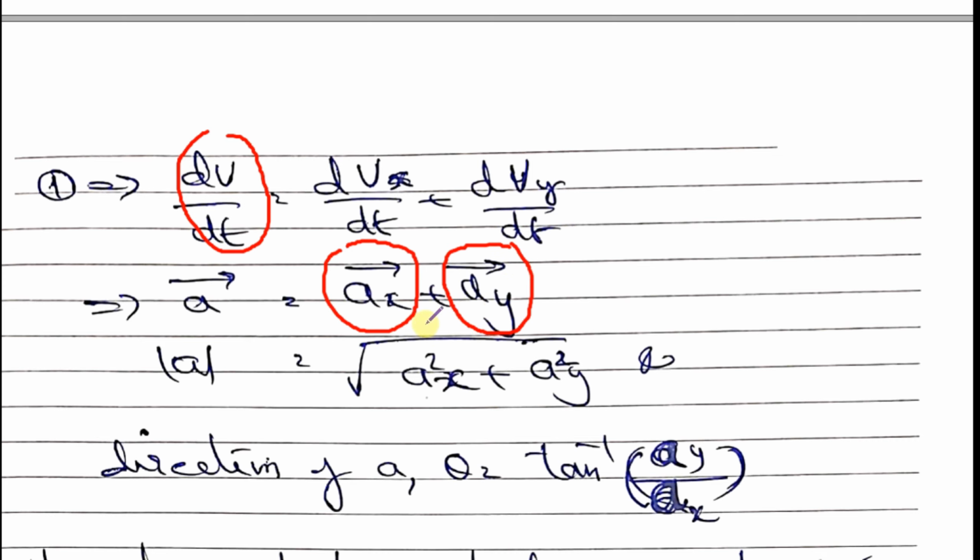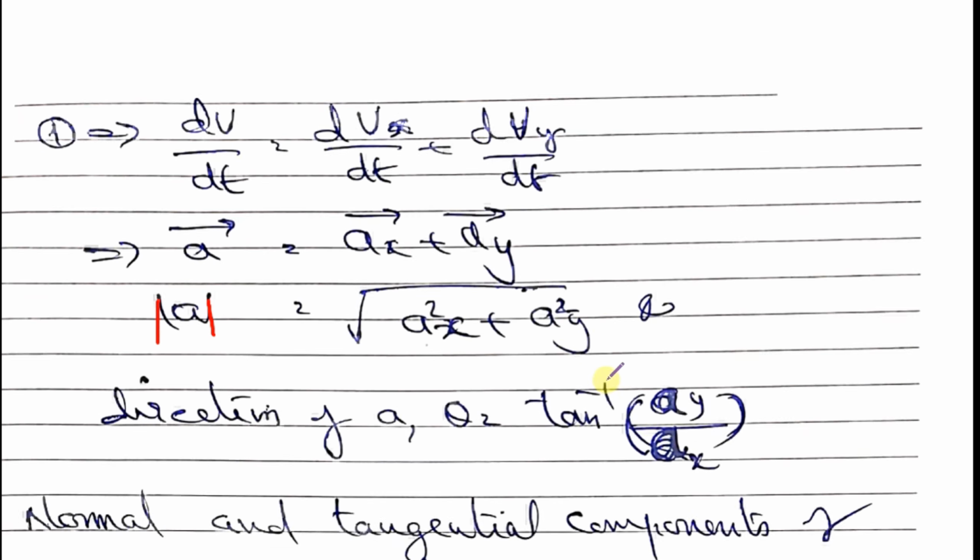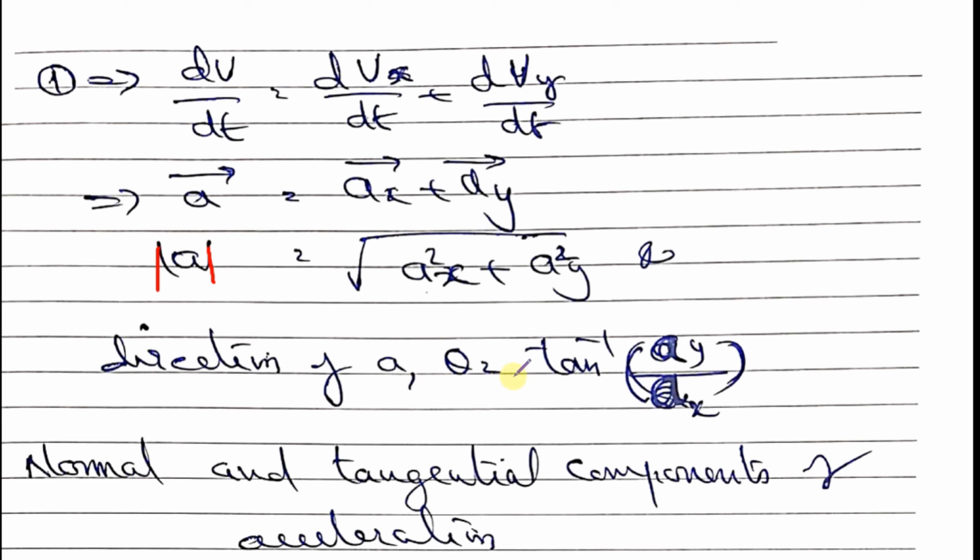Okay, so therefore a is equal to ax plus ay. These are vectors. Vector a is equal to vector ax plus vector ay, and the magnitude of the acceleration a is equal to the square root of ax square plus ay square, and its direction theta is equal to tan inverse of ay by ax.